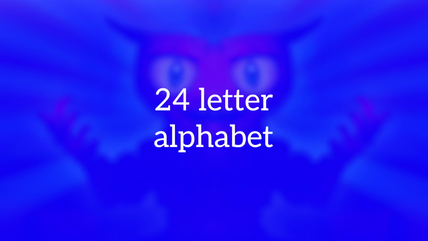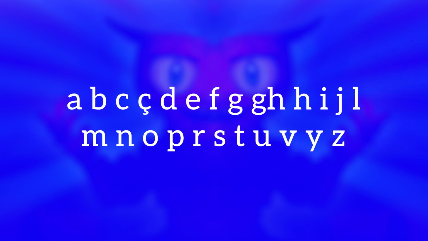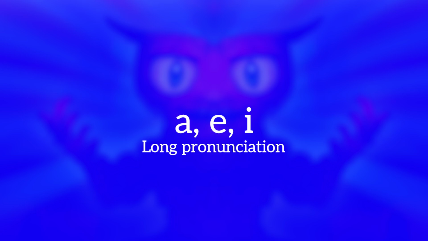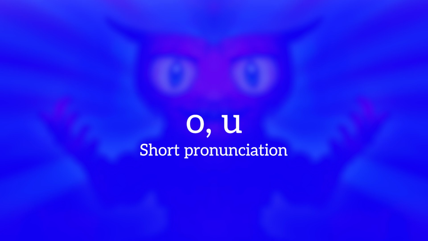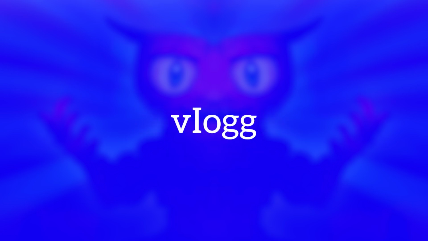Absognian language has a 24-letter alphabet. Its pronunciation strongly depends on letter combination or capitalization. Here's the way how to pronounce vowels. Some small vowels a, e, I are pronounced longer, while some small vowels are short, o, u. When the first 3 vowels become capitalized, they become short, a, e, I, abhasu, ihenob, biog.